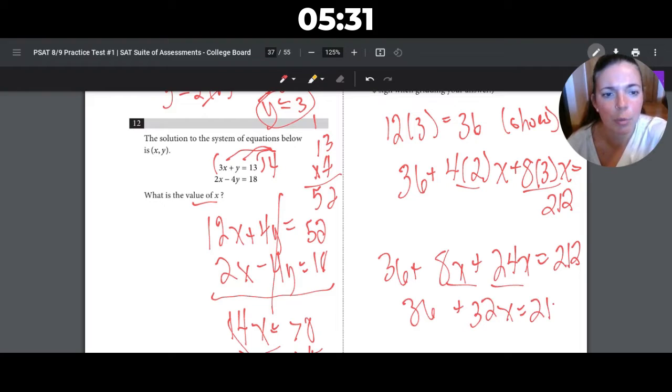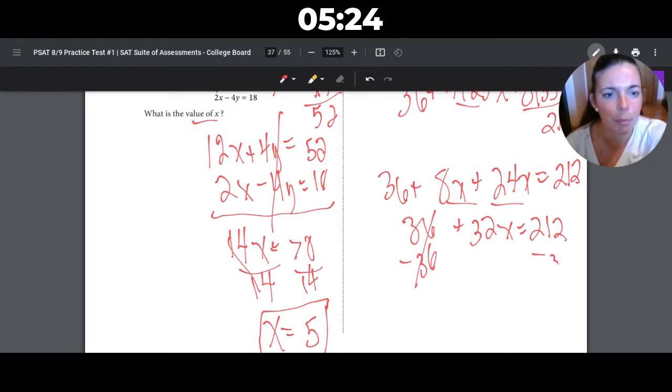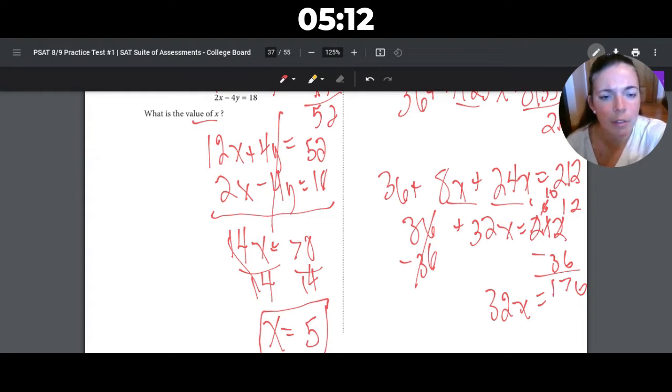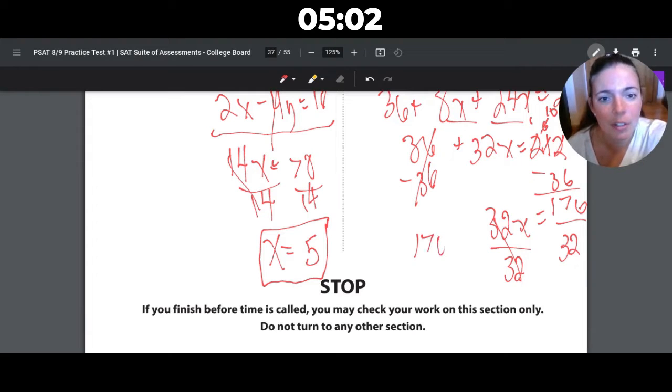Looks like I can combine my x's here. 32x equals 212. Okay, so trying to get x by itself, let's subtract 36 from both sides. So 32x would equal 176. So 32x equals 176. Now we have to divide by 32. So this is another one where we may need to do some long division.